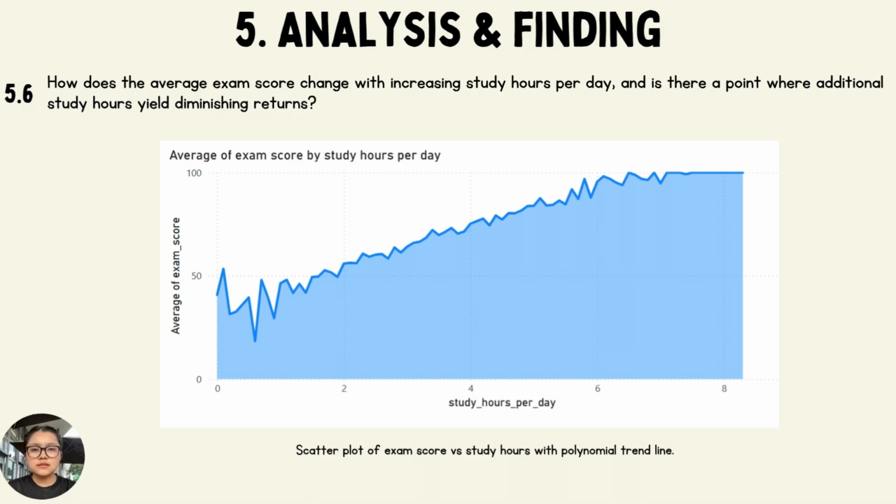The last question is how does the average exam score change with increasing study hours per day, and is there a point of diminishing return? I used the dataset about the study hours per day and average exam score of students in this question. I used a line graph to show that the trend increased steadily up to about 6 hours of study per day, then leveled off and even slightly declined afterward. This clearly shows the point of diminishing return. Studying more doesn't always mean better results and can lead to burnout.